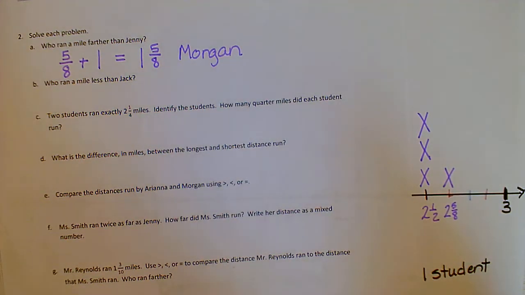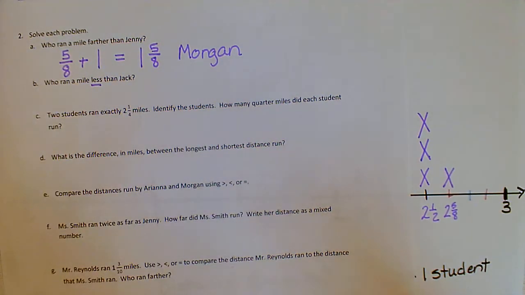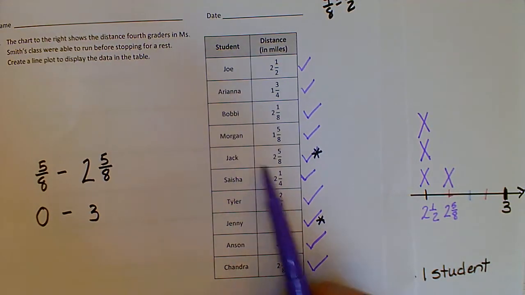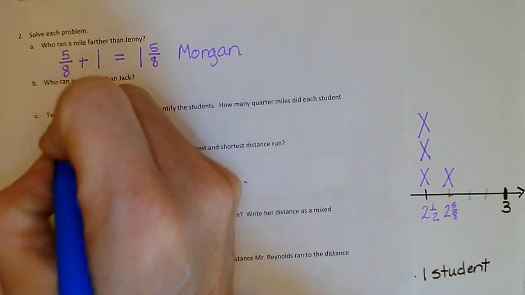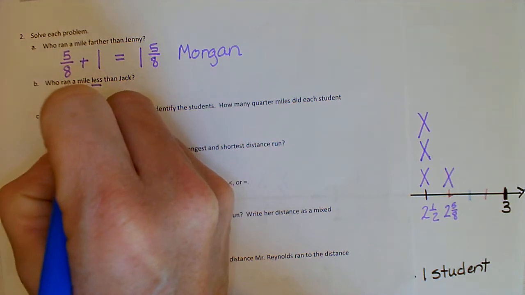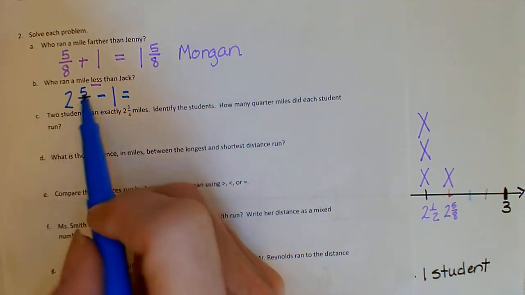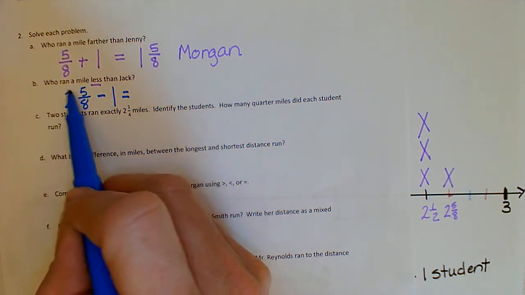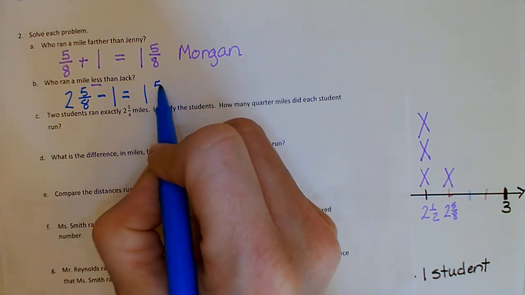All right, so next I want to see who ran a mile less than Jack. So first I have to go and see how far did Jack run. So Jack ran 2 5/8 miles. Let me write that down. Let's do a different color just to try and keep this stuff a little organized. So again, Jack ran 2 5/8 miles. And since I want to do 1 mile less, I'm going to subtract 1 from that. So 5/8 is going to stay, and I'm just going to take away 1, or subtract 1 from that 2. And I'm going to end up with 1 5/8.